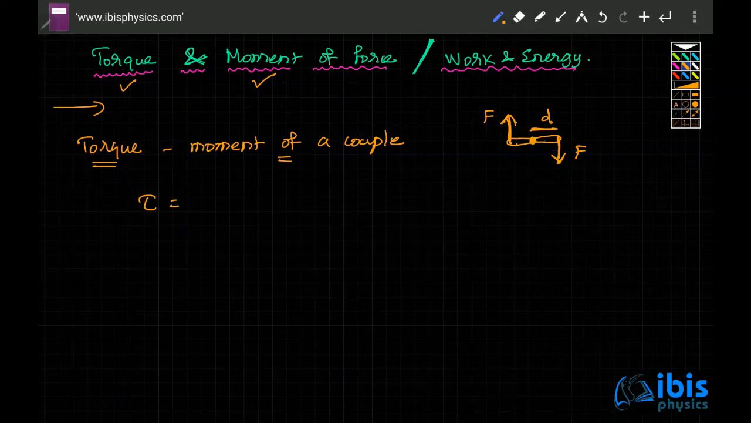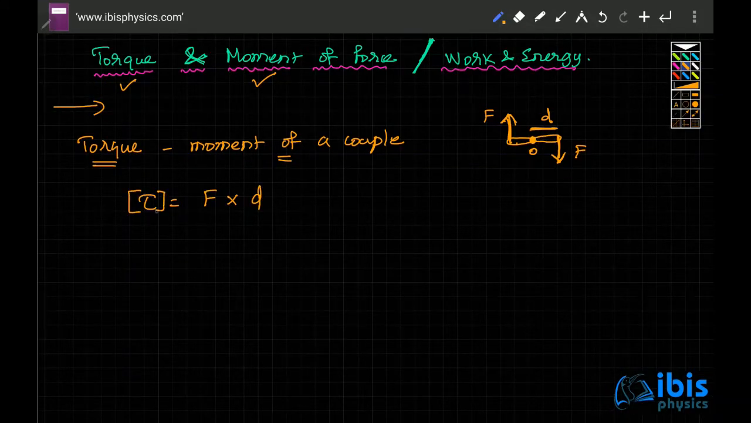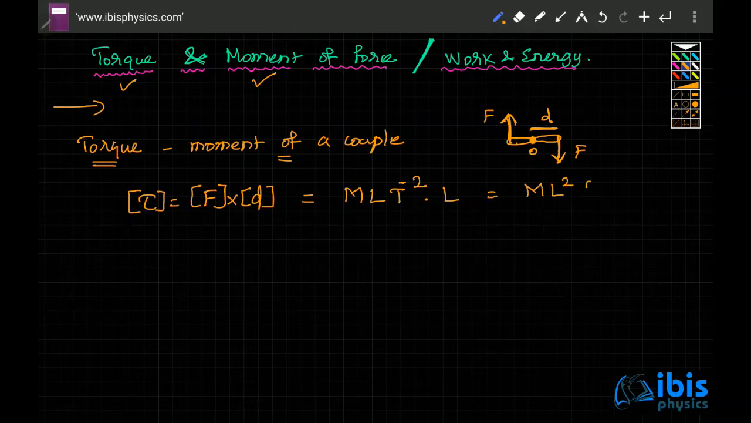multiplied by the distance. There are two forces acting over here. One of the forces multiplied by the distance of that force from the center point, the axis. So that is d. So the dimensions of torque is dimensions of force into dimensions of distance. Force, as we know, is M L T power minus 2, and distance is again L, which gives M L square T power minus 2. Then I'll explain what is moment of force.